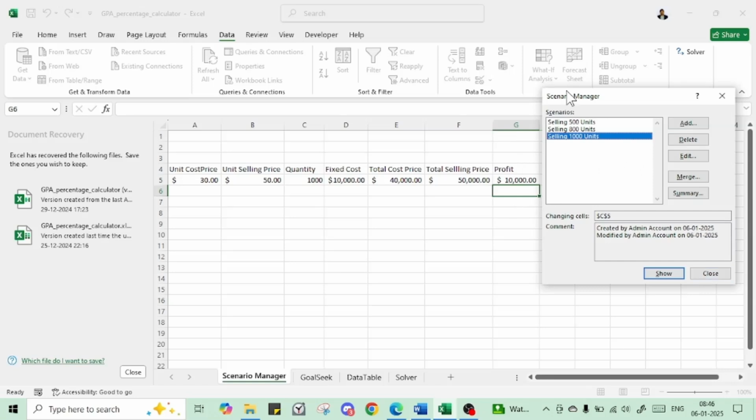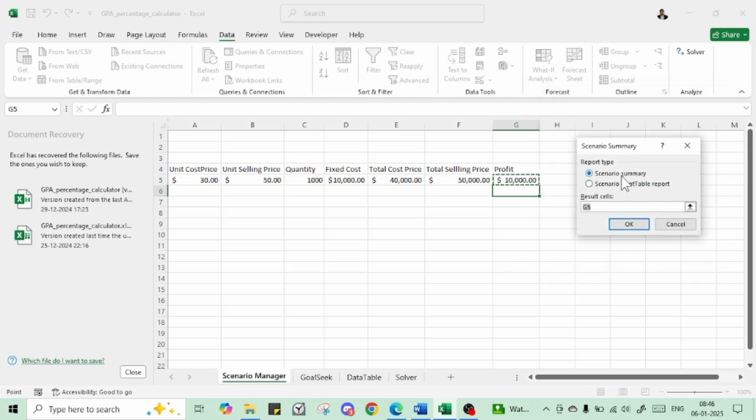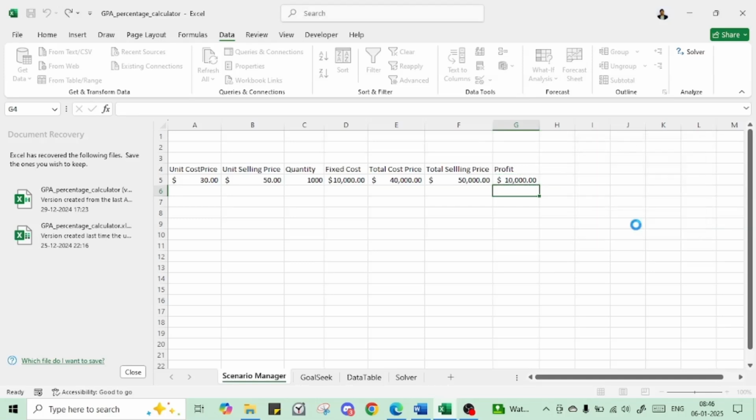Now let's come to the next part, the next tool. As you entered all the scenarios and you have seen the change in the values at different selling prices, you can see it all together as a summary. There are two things: scenario summary and scenario pivot table report. Let's go for scenario summary. This is the result of scenario summary, and click on OK.